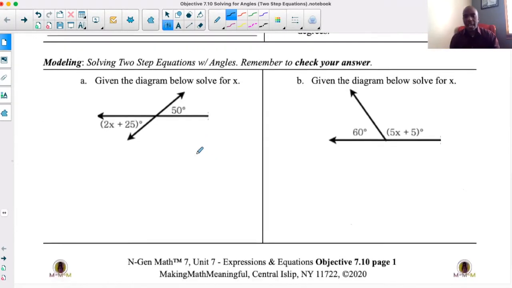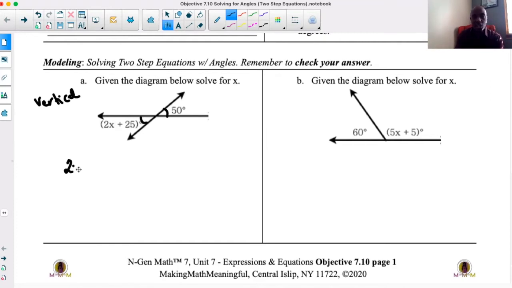Let's look at A and B of the modeling. Now, for A, I have to first identify what kind of angles I have here, right? What kind of angles do you think these are? If you are saying vertical angles, then you are correct. They are vertical angles because they are across from one another, okay? According to the picture above and according to the definition, we know vertical angles are the same. What does that mean?